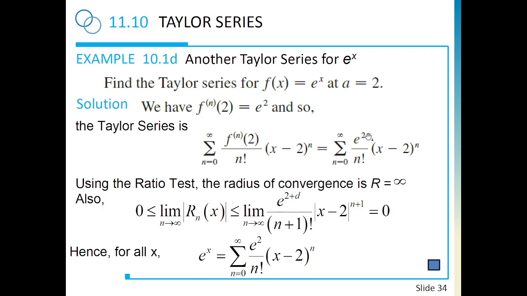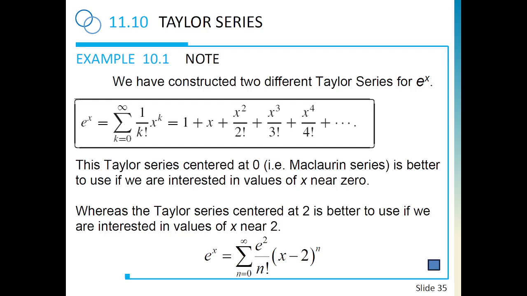I can pick any other number. Obviously I can take the center at 75 and I get another series. So each time I pick a different center, I get a different Taylor series for the same function. That's very interesting. Now, what is the use of this? I have one Taylor series called the Maclaurin series because the center is 0, but I can also generate another Taylor series with center 2 for the same function exponential x.